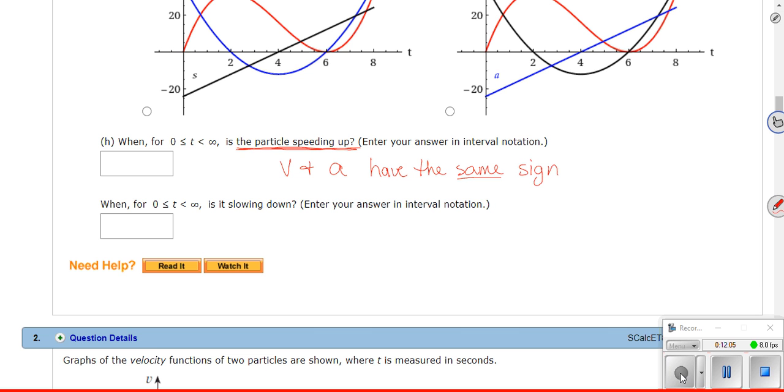So velocity and acceleration have the same sign when the particle is speeding up. Slowing down, obviously you can about guess then, velocity and acceleration have different or opposite signs. So when the particle's speeding up, velocity and acceleration have the same sign. That means they're both positive or both negative. When it's slowing down, velocity and acceleration have different signs.